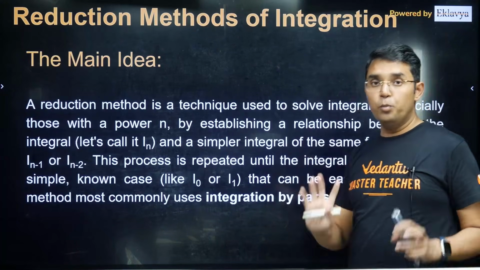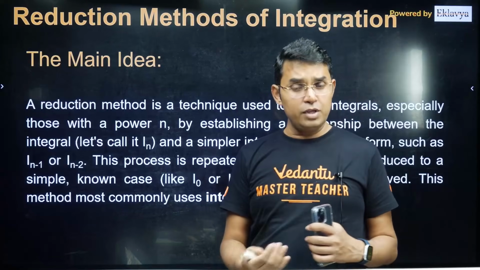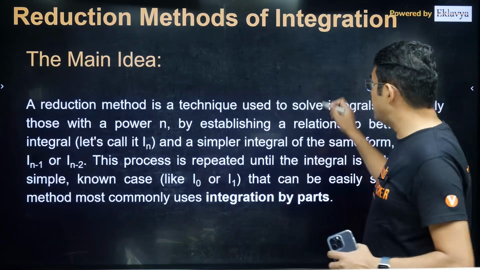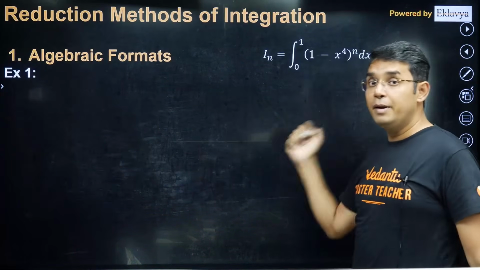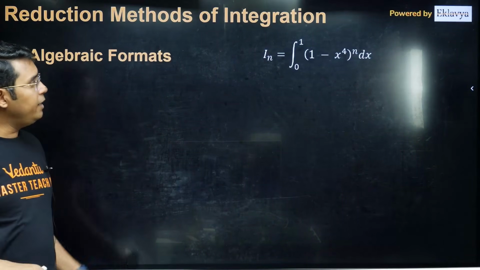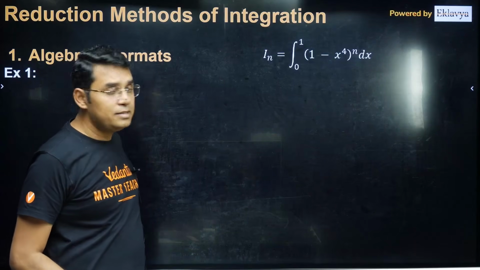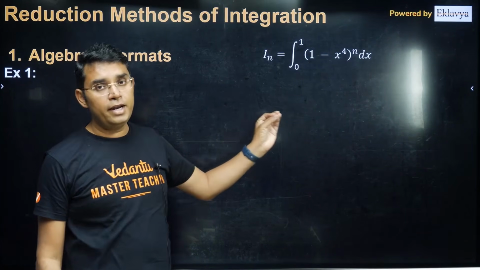In this process, mostly we will be using integration by parts. I have taken a few instances which I feel you must know, starting with some algebraic formats and then trigonometric formats. So this is one idea where we are given I_n equals the integral from 0 to 1 of (1 minus x to the power 4) whole power n dx.